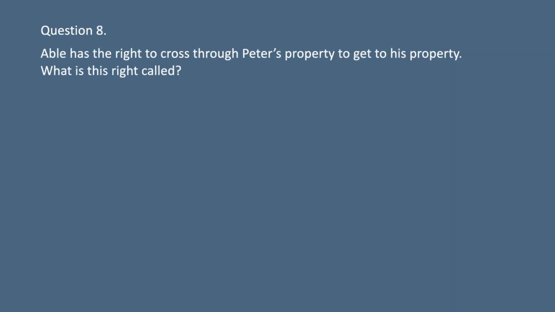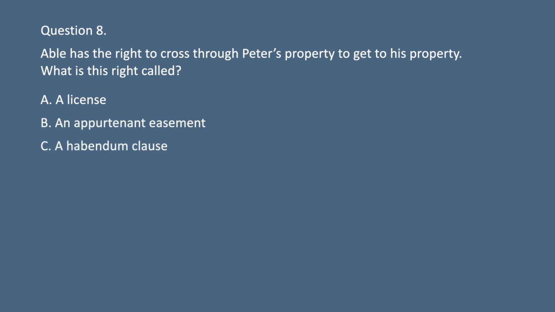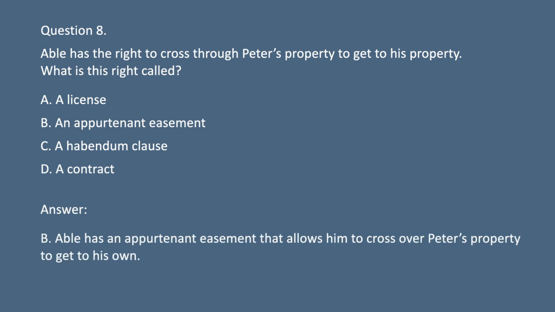Question 8. Abel has the right to cross through Peter's property to get to his property. What is this right called? A. A license. B. An appurtenant easement. C. A habendum clause. D. A contract. Answer. B. Abel has an appurtenant easement that allows him to cross over Peter's property to get to his own.